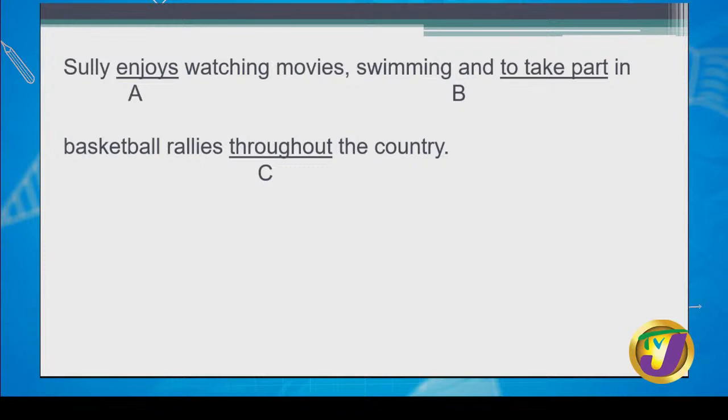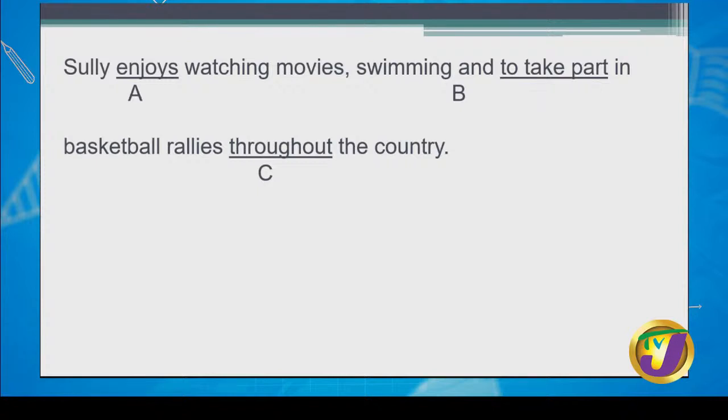Sully enjoys watching movies, swimming, and to take part in basketball rallies throughout the country. The B has run away from the line, but we understand where the B is supposed to be. So, where is our problem? With enjoys, with to take part, or with throughout? Where is our problem area? Is there a problem area?